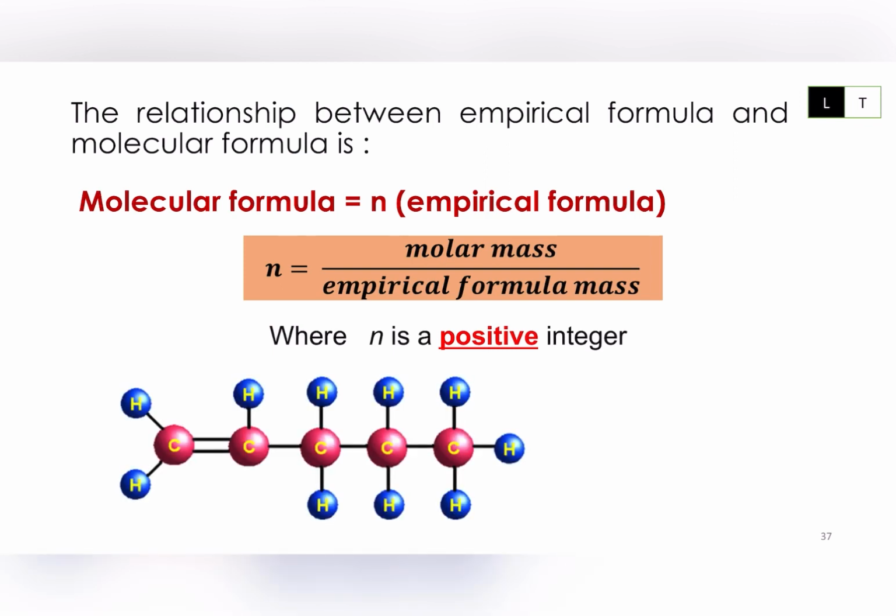Now, I put this compound as an example. How to make it more simpler? So for example, this is the molecular formula for this compound with 5 carbon atoms and 10 hydrogen atoms. If I want to make it in its simplest form, I can write it down as carbon attached to 2 hydrogen multiplied by 5. So I will get the same number of carbon atoms and hydrogen atoms like this structure.